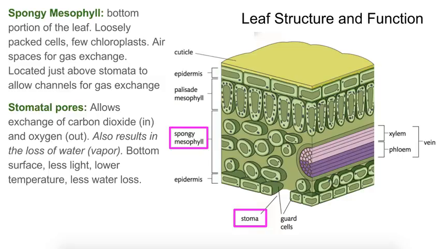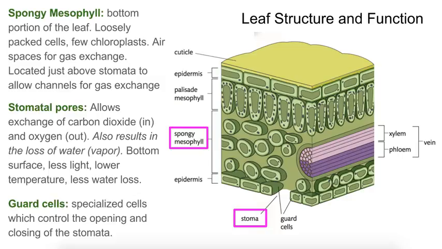It's located at the bottom of the plant because there is less light there, and there's also a lower temperature, so therefore there is less water loss when the stomata are open. The guard cells that you can see here are also essential. They are the cells which open and close the stomata, and the mechanism for that we will discuss in a moment.